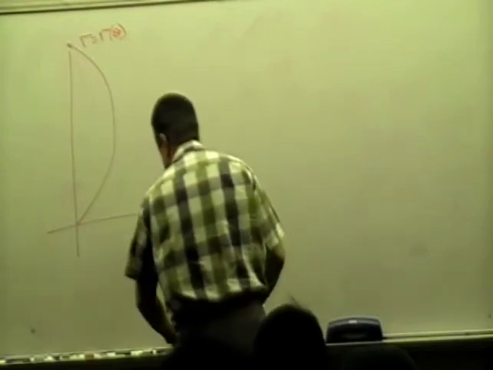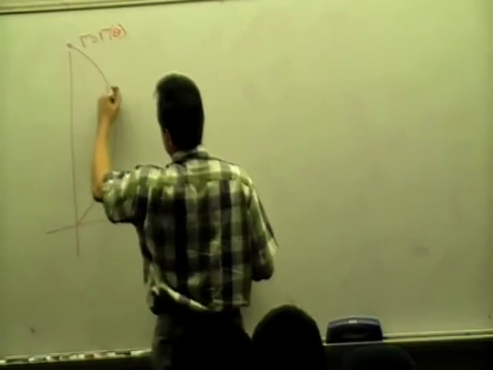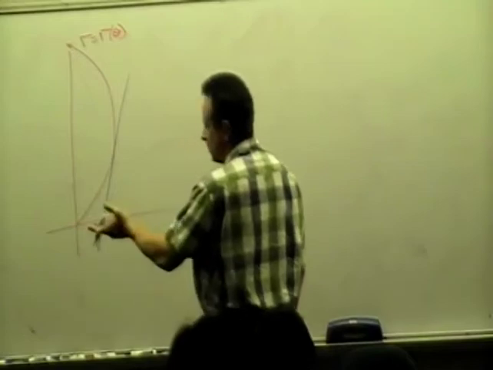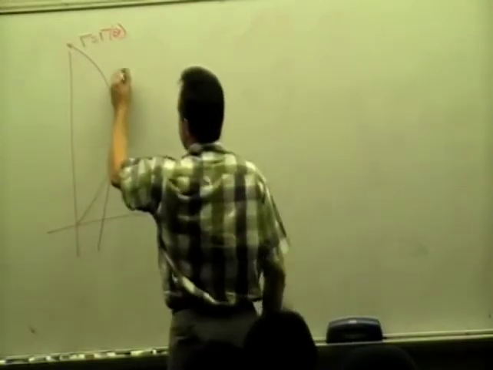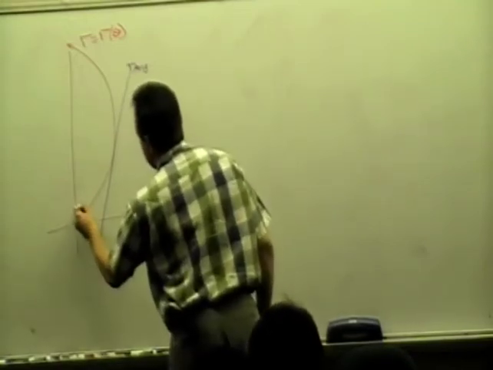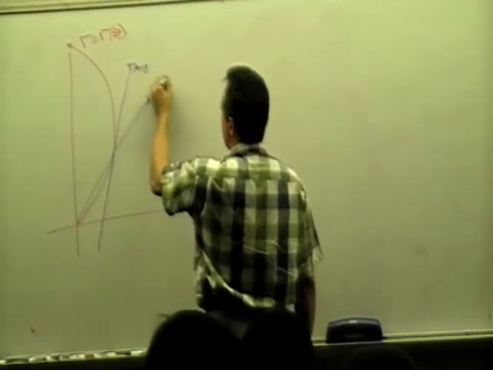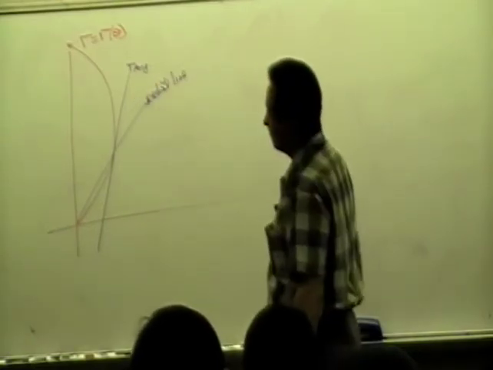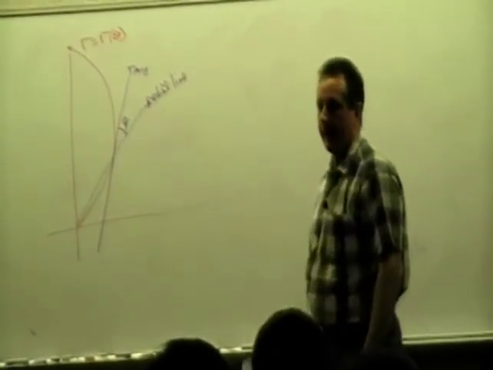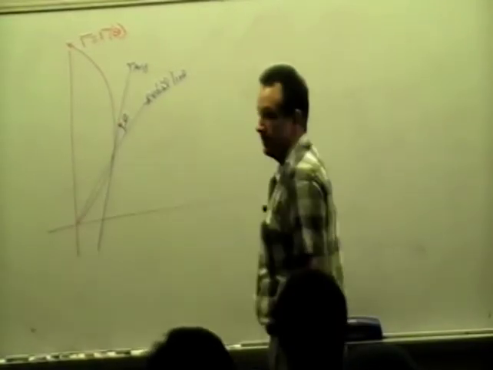If I drew a tangent line to this curve, let's draw a tangent line like this. And I'm going to extend the tangent line so that it actually crosses the x-axis. Here's my tangent line. My radial line would be like so, and I'm going to extend the radial line. This is my radial line. And then this angle right here would be psi, wouldn't it? The angle from the radial line to the tangent.